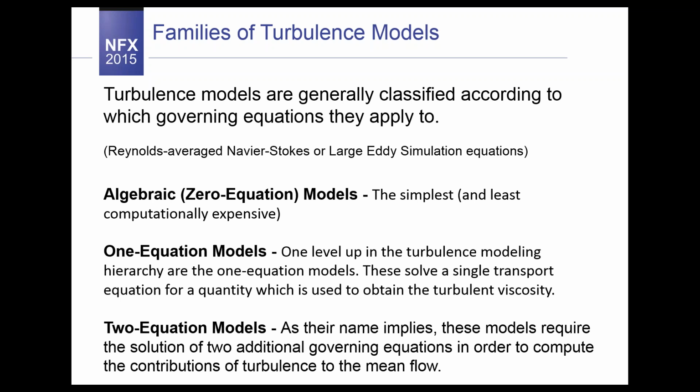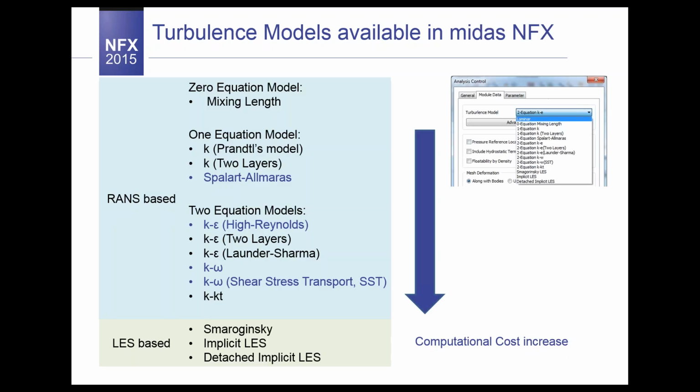So the first approach is the simplest and, let's say, least computationally expensive. The second family is, as I wrote, the one level up in turbulence modeling. To solve a problem, a single transport equation is used to obtain turbulent data. In that case, this is a turbulent viscosity. And finally, we have two equation models, and as the name implies, this model requires two solutions to compute the contributions of the turbulence to the mean flow.